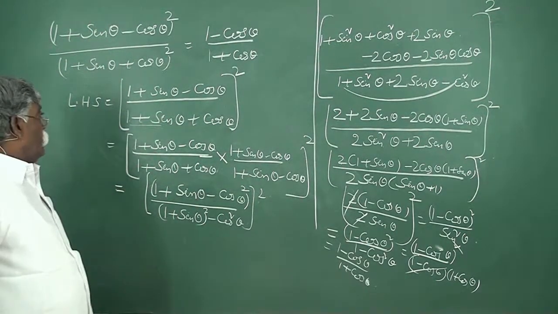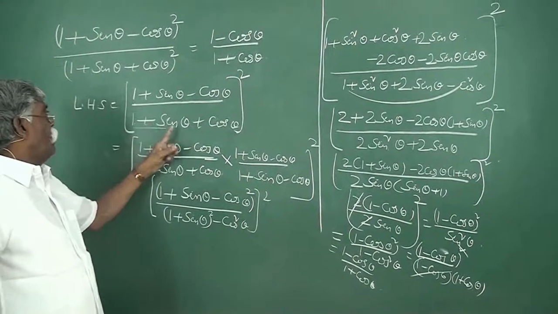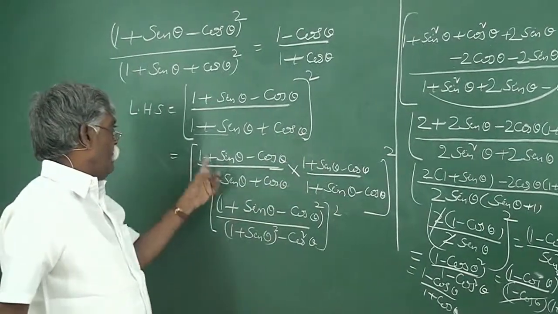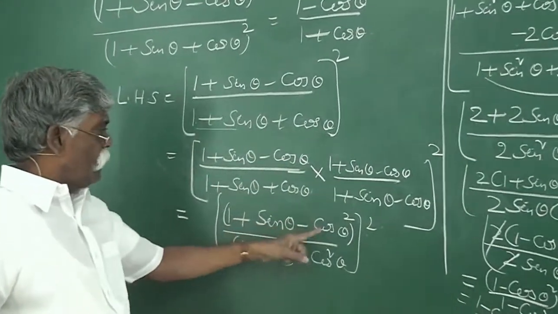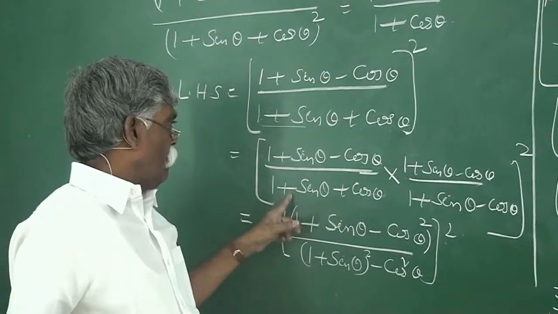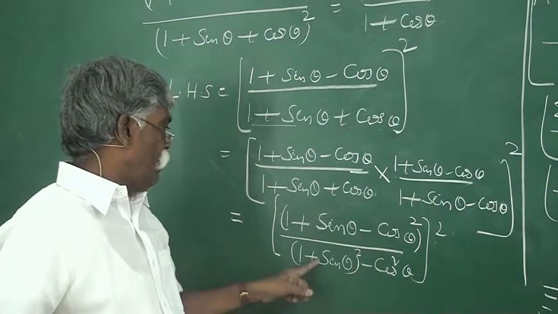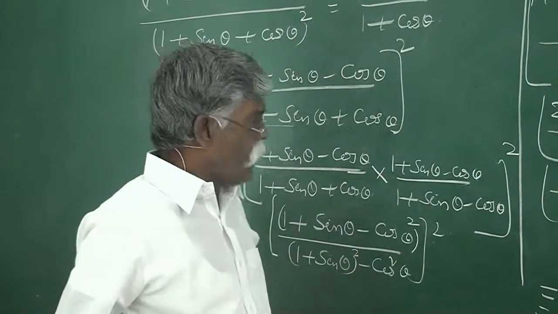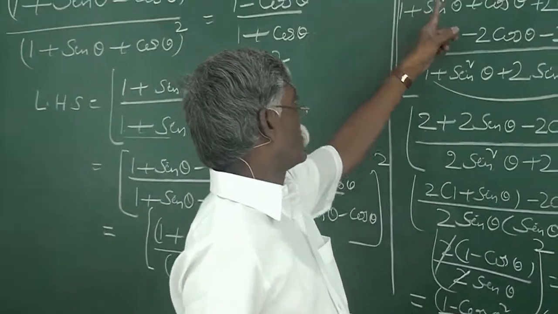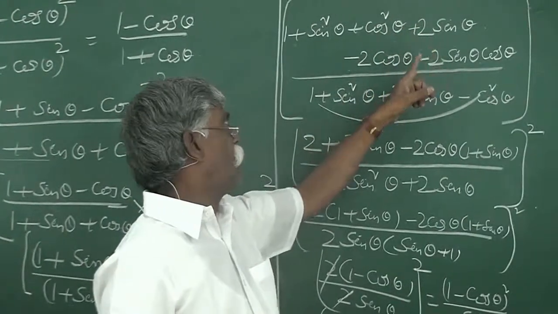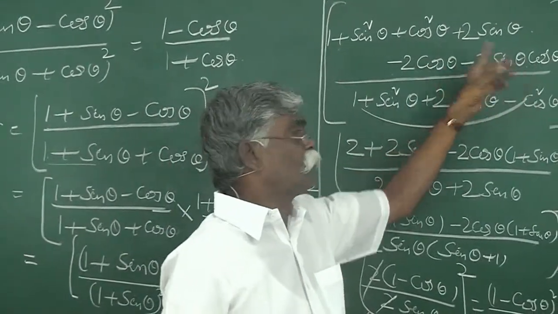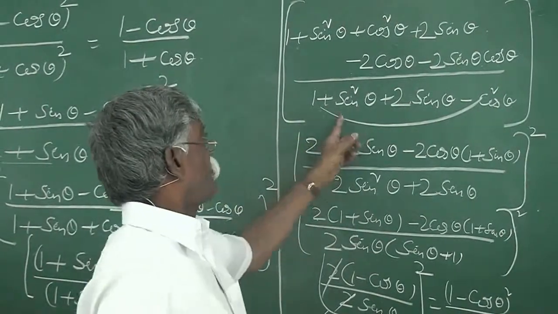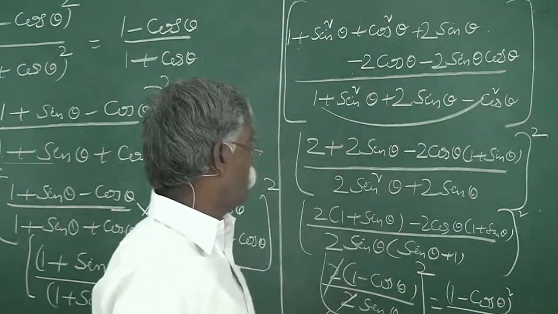This is given. Here we have multiplied by 1 plus sin theta minus cos theta both in the numerator and denominator. Thereby the numerator is (1 plus sin theta minus cos theta) whole square. By the denominator is a plus b into a minus b, a square minus b square. Entire thing has got whole square. When we expand the numerator, 1 plus sin square plus cos square plus 2 sin theta minus 2 cos theta minus 2 sin theta cos theta, by denominator is 1 plus sin square theta plus 2 sin theta minus cos square theta.